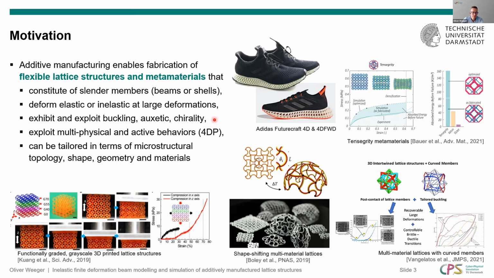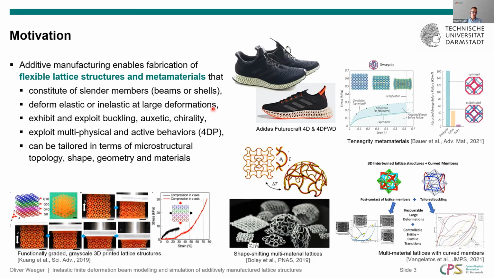Furthermore, metamaterials can also exploit multi-physical and active behaviors, like 4D printing methods that introduce shape changes based on temperature change or humidity changes or other kinds of chemical or electric stimuli. And of course, one big advantage of using additive manufacturing to fabricate metamaterials is that we can design the microstructures very freely in terms of their topology, their shape, their geometry, and the materials that are used.